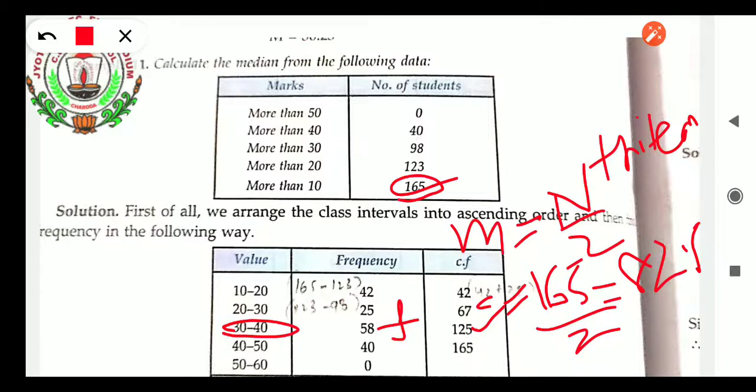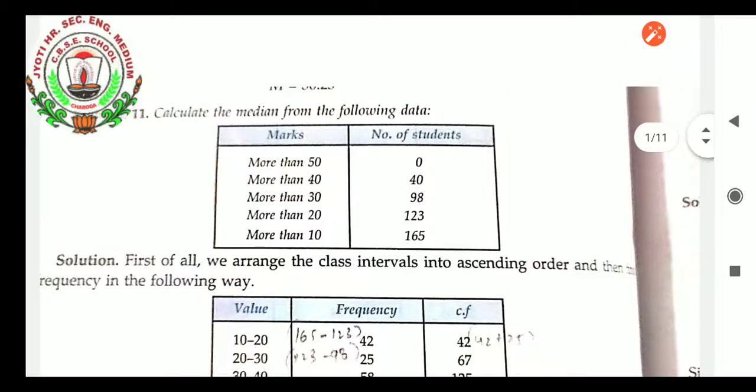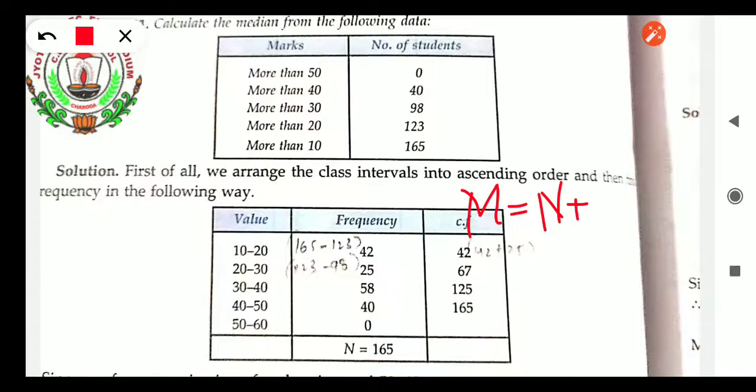Now after getting all the values, we will substitute the values. Remember m equals 82.5. The big formula of median is, what is the formula of median? What is the median formula in a continuous series?